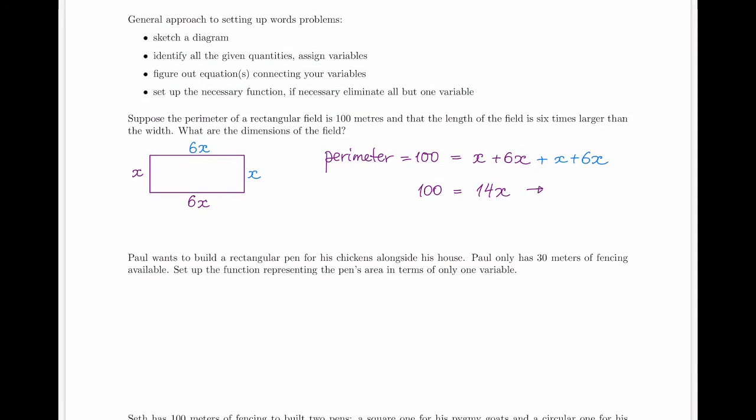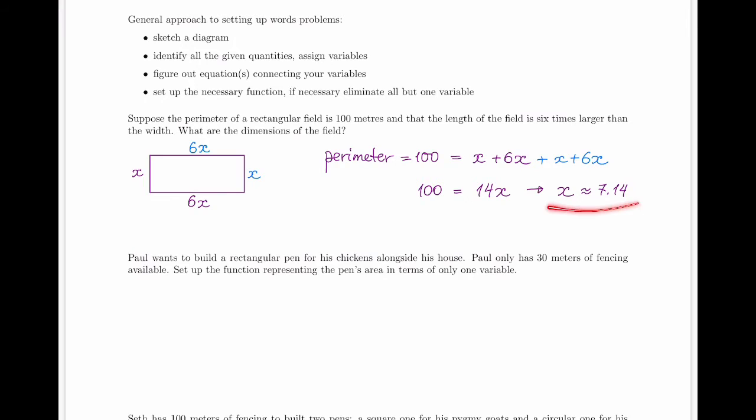Dividing through by 14, I get that x is approximately 7.14. I also want to draw your attention that this is not yet the answer. The answer is going to be the one to the question, what are the dimensions of the field? So the width and the length.